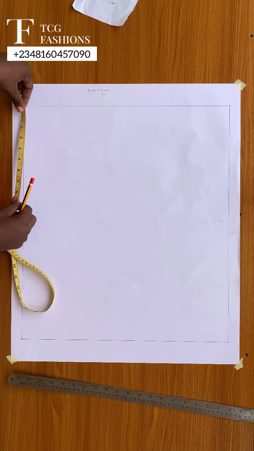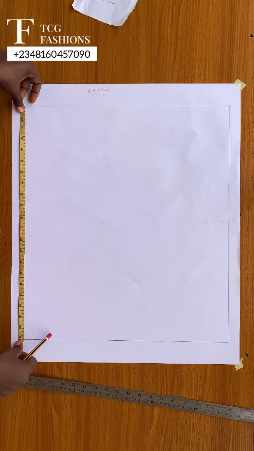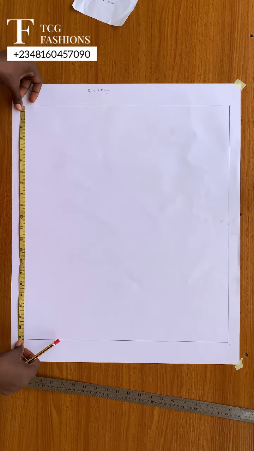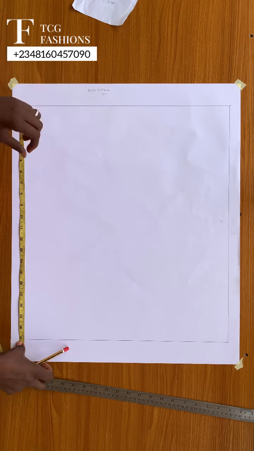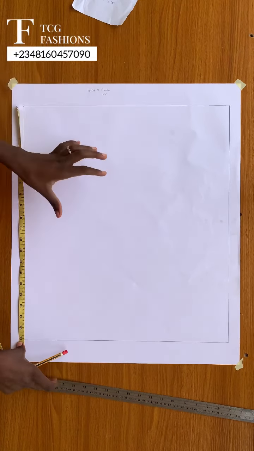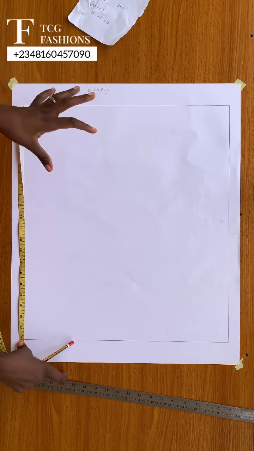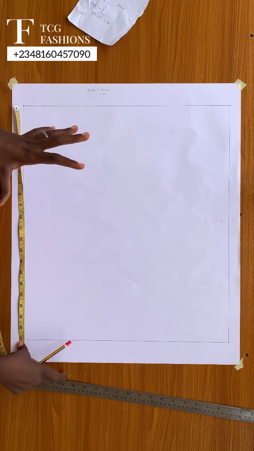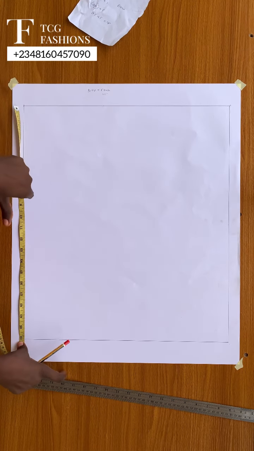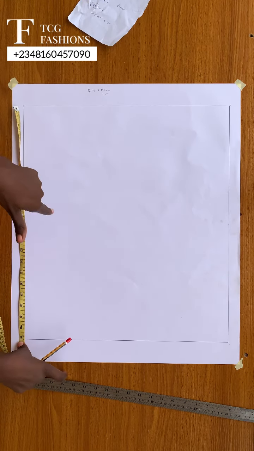So the next thing we are going to be doing now is to input our vertical length measurements. Are we together? Vertical length measurements. So my waist to hip, even though I'm using a reduced scale, I will still mention the actual measurement so that you're not confused, but whatever I'm mentioning, I'm already reducing the scale before I measure on the pattern.